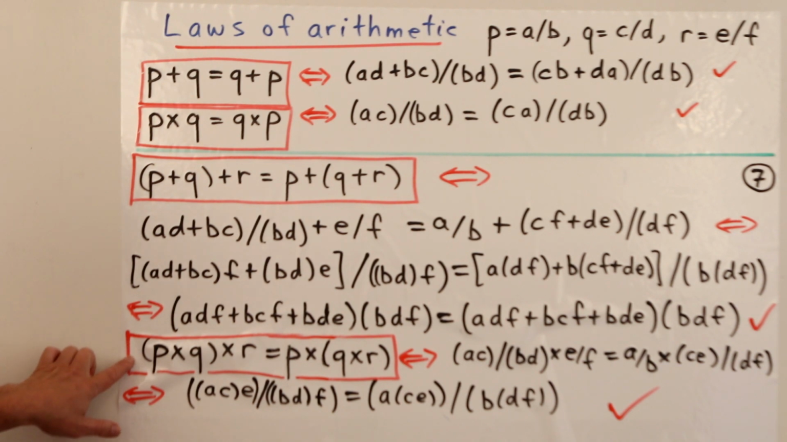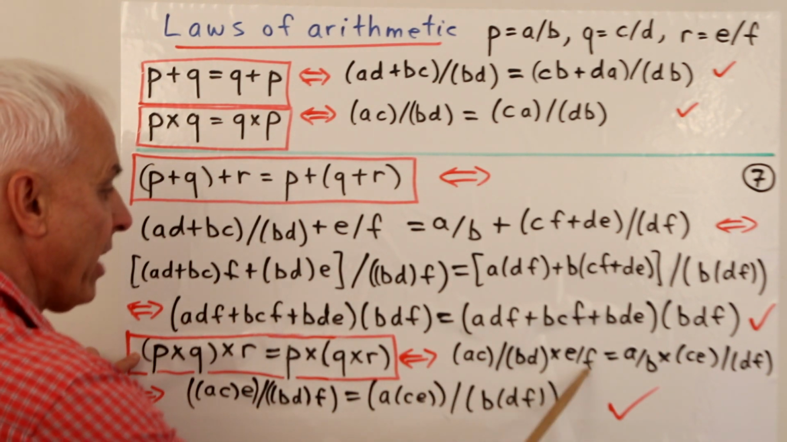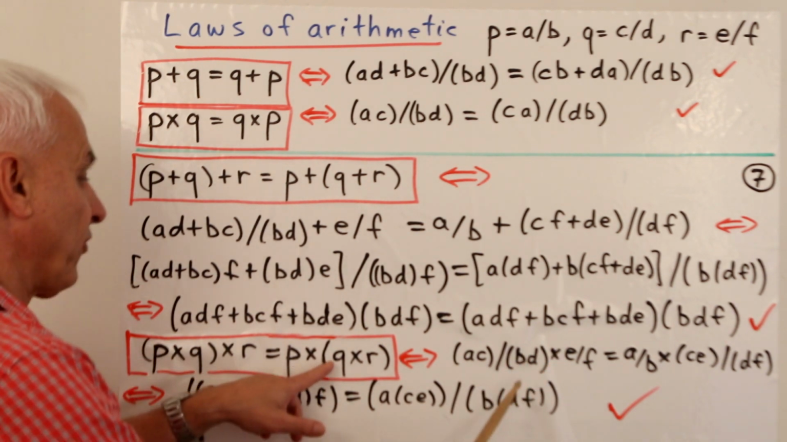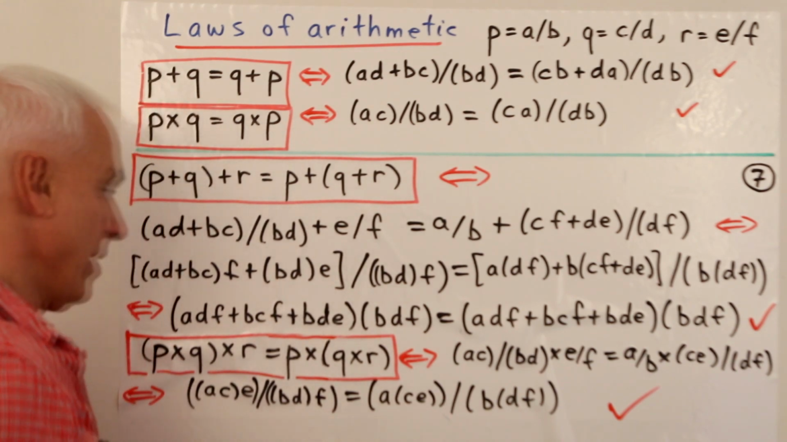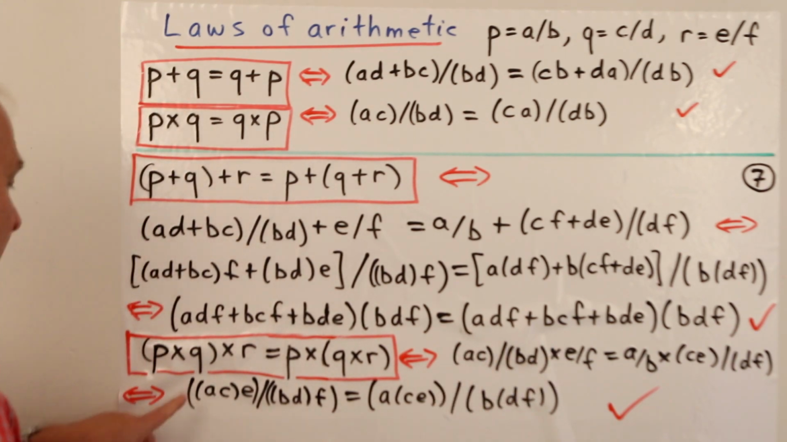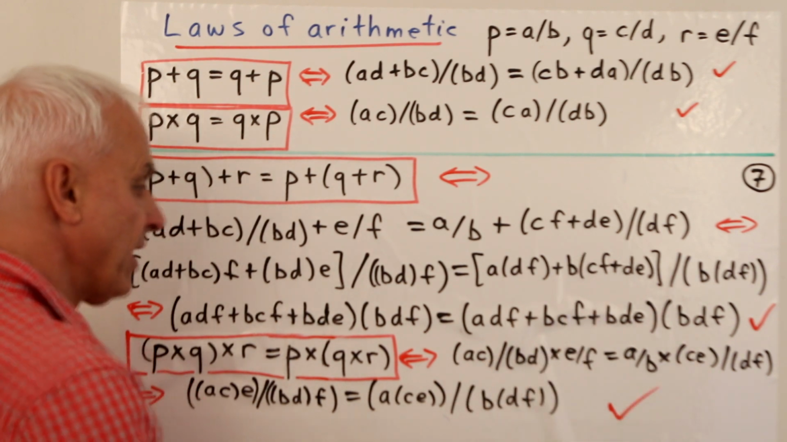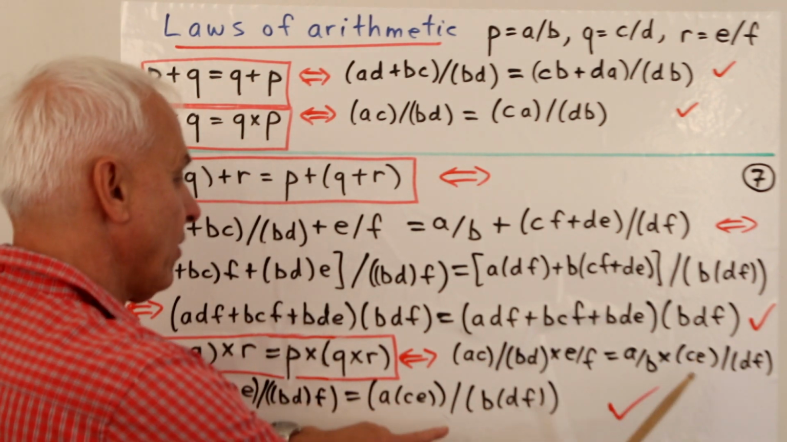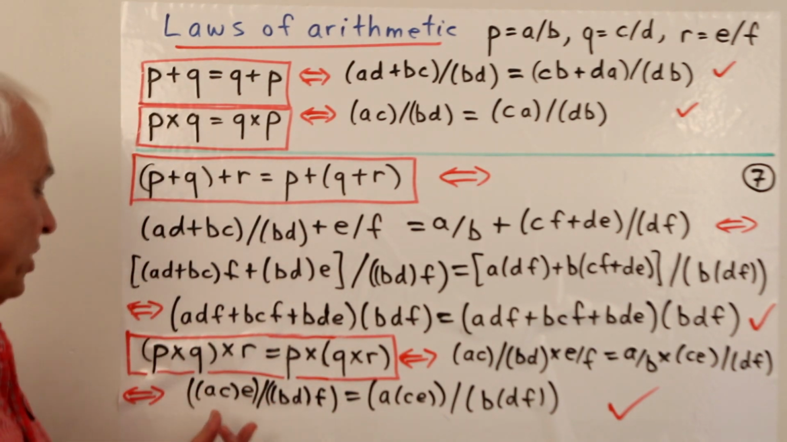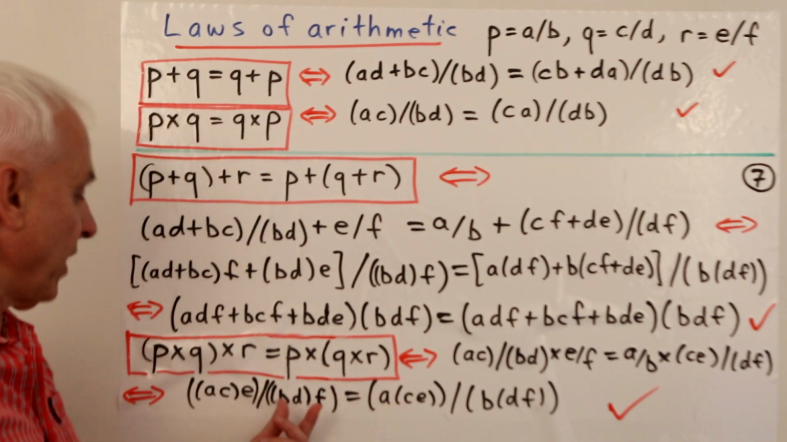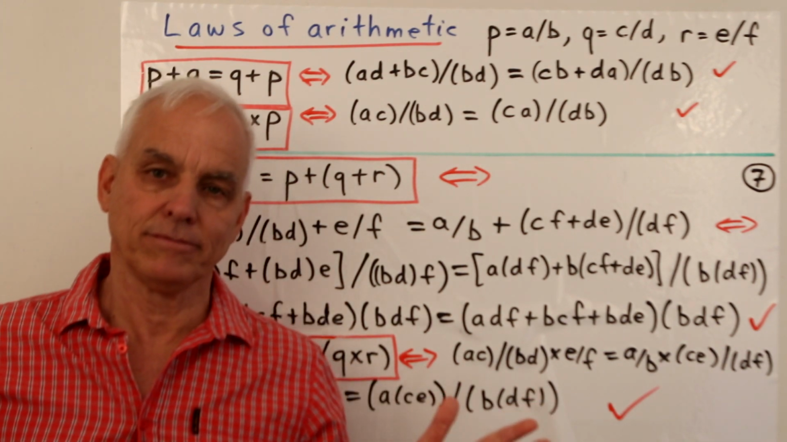And for multiplication, it's the same kind of thing. P times Q is that thing there multiplied by R, while P times (Q times R), there's P and there's Q times R. And when we multiply that again, we get AC times E over BD times F. And on the right-hand side, we get A times CE over B times DF. And again, by associativity of ordinary numbers, this thing's the same as that, and this thing's the same as that. So these expressions are indeed the same.